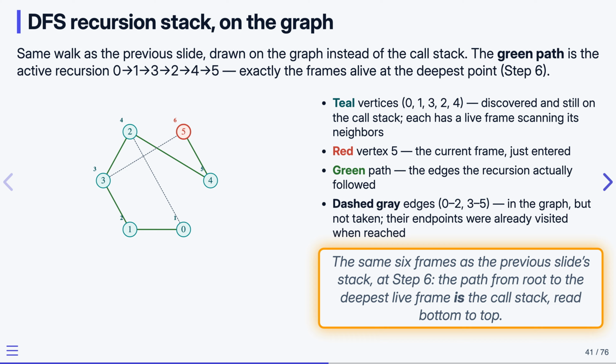The dashed gray edges exist in the graph, but the walk did not take them because their other end was already visited. This is the key idea. The path from the root down to the deepest live frame is the call stack, read from bottom to top. The picture on the graph and the picture on the stack show the exact same 6 frames.